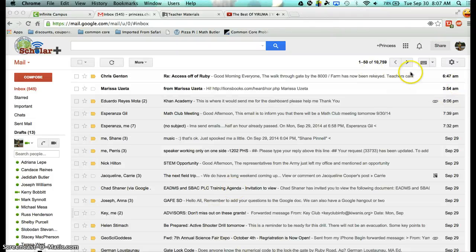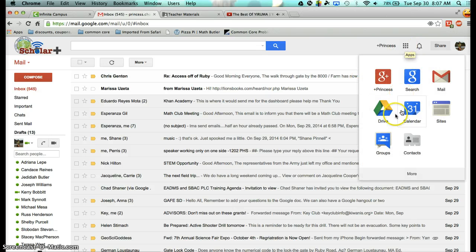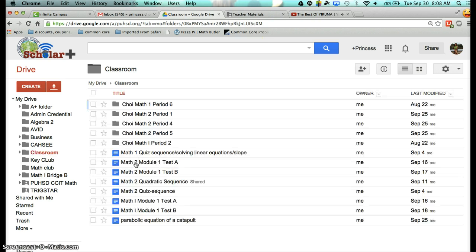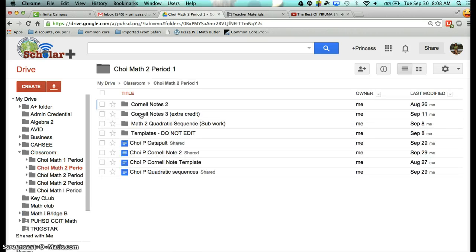Okay, so we're going to take our Cornell notes, and what you have to do is first go into your email, right? Then you click on this Rubik's Cube, and then you go into Drive. All right? Once you go into Drive, you go into my classroom folder, as you can see. Then we're going to find Choi Math 1, Period 1, because this is Period 1.